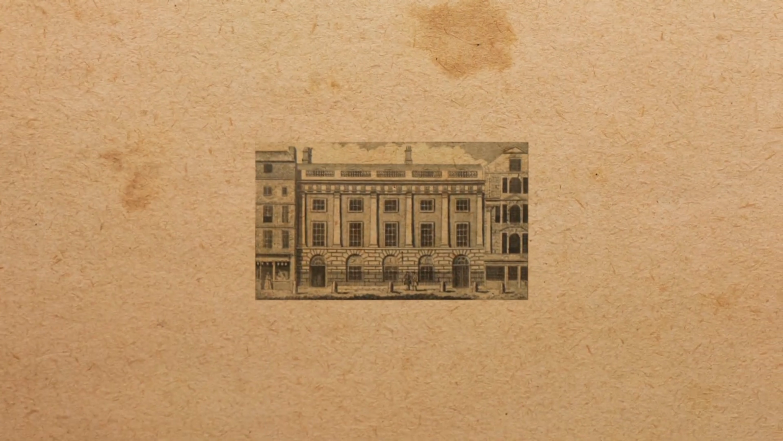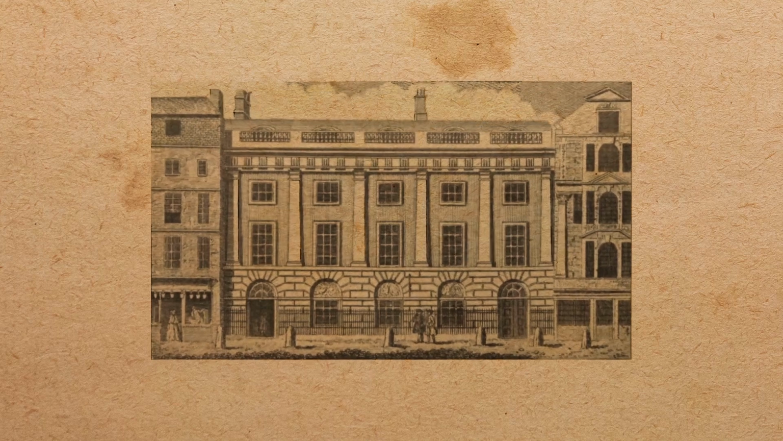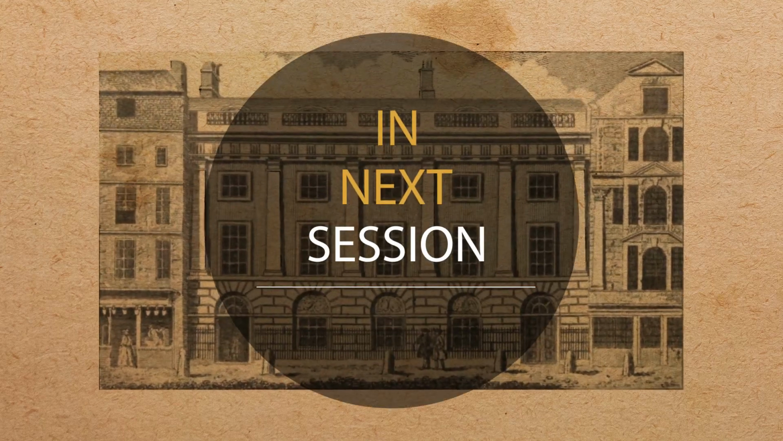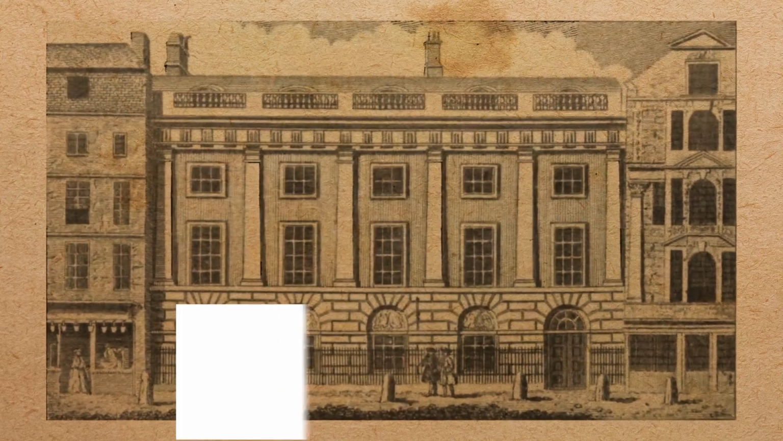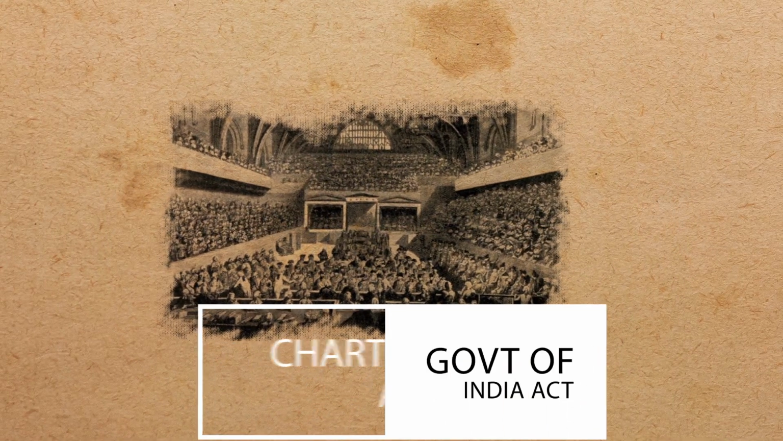With this, we have come to the end of this short session on the introduction to historical Indian polity, and in the next session we will be seeing two important acts, that is the Charter Act and the Government of India Act, which started the Crown rule in India.